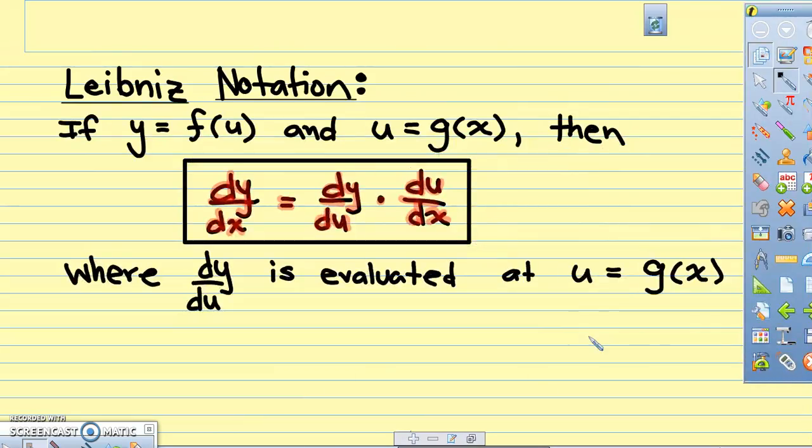Okay, here's another notation called the Leibniz notation. If y equals f of u and u is equal to g of x, then the chain rule is the same as dy over dx equals dy over du times du over dx, where dy over du is evaluated at u equals g of x. We're going to use this notation to start us off. I think it's easier to understand if we are barely starting to deal with the chain rule.